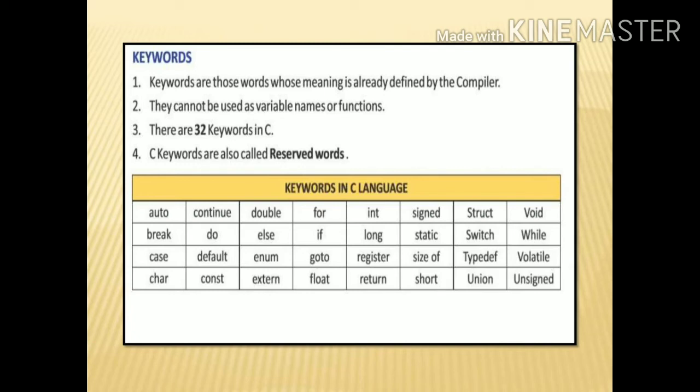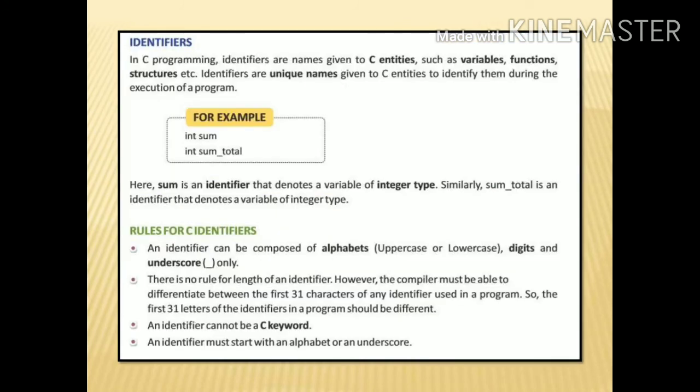Next we have identifiers. Identifiers are also the basics of your C language, and identifiers are the names given to C entities such as variables, functions, and structures. Identifiers are unique names given to C entities, for example, int sum_total. The only special character you can use in an identifier is the underscore, and there is no rule for the length of an identifier. An identifier cannot be a C keyword, because keywords are reserved words.